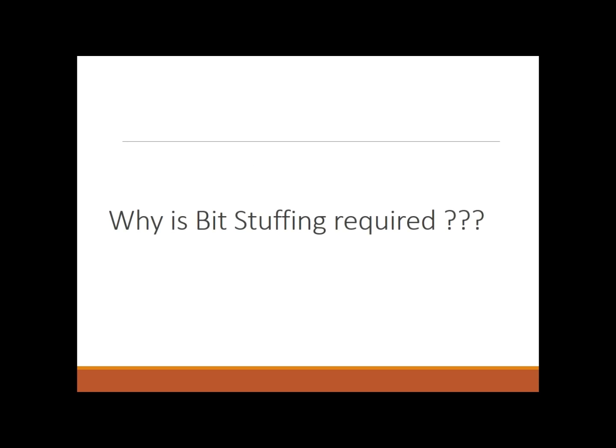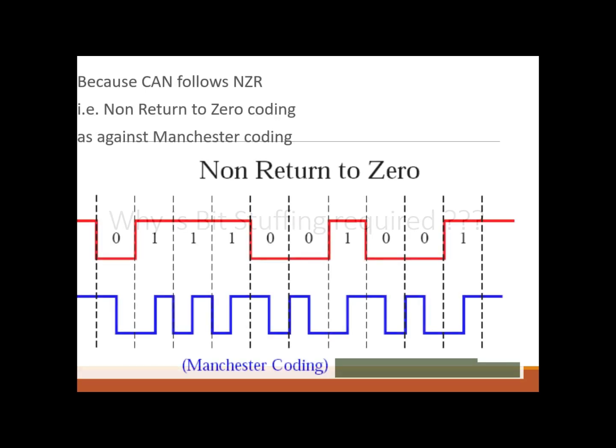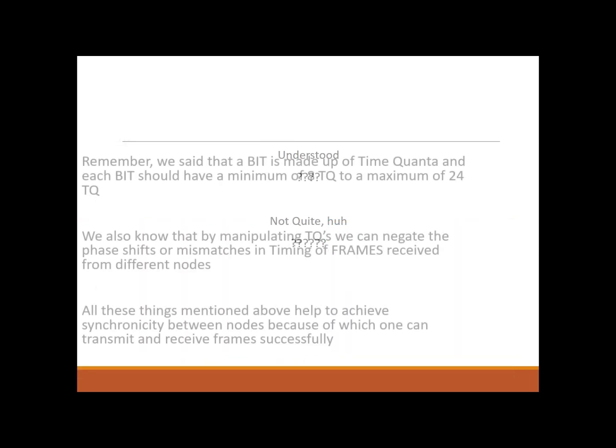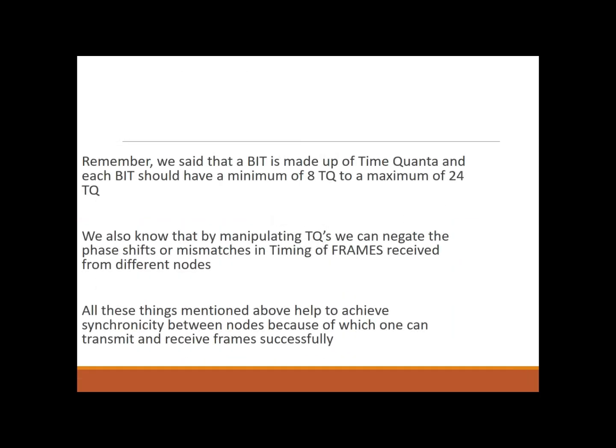So why is bit stuffing required? The basic reason is that CAN follows NRZ, non-return to zero. I think everyone knows this. CAN never falls to 0.00 volts; it falls down to 0.001 volts. This theory is very important. If an interviewer asks whether CAN will fall down to 0 voltage, the answer is no, it falls down to about 0.01 volts.